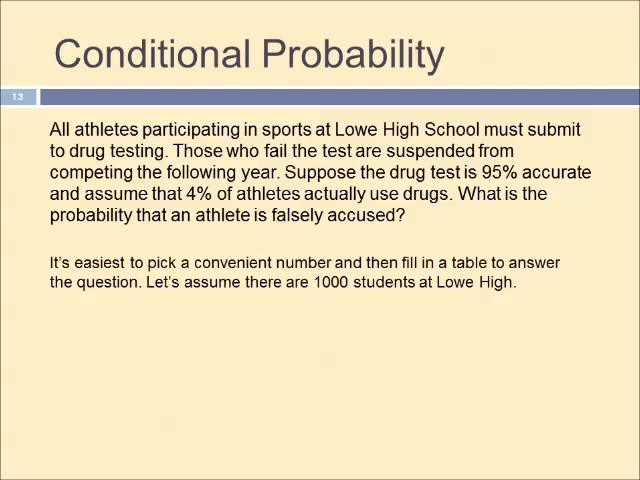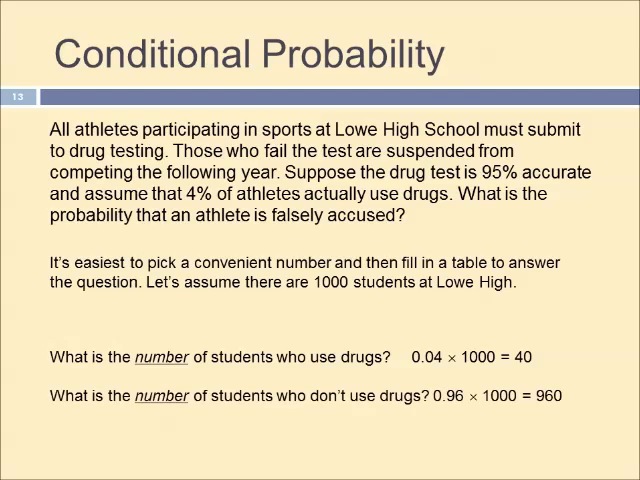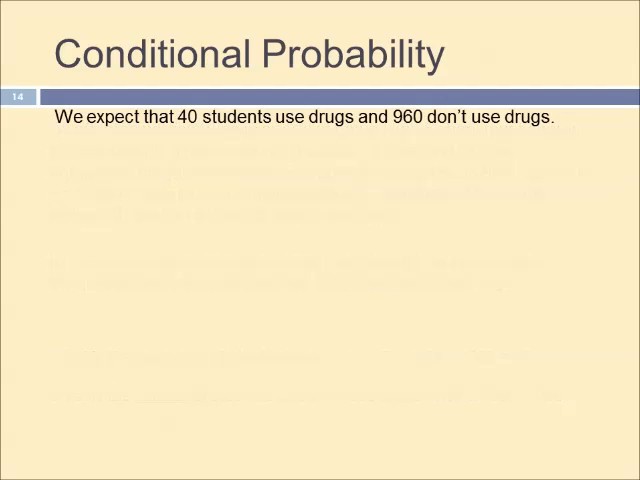To simplify things a little bit, let's pick a nice round number and apply it to the probabilities and the percentages. Let's just assume there are 1,000 students. And we'll ask some questions. What is the number of students who use drugs? Well, 4% of the 1,000 is around 40. What is the number of students who don't use drugs? Well, 96% don't, so 960. So we expect that 40 students use drugs and 960 don't use drugs.